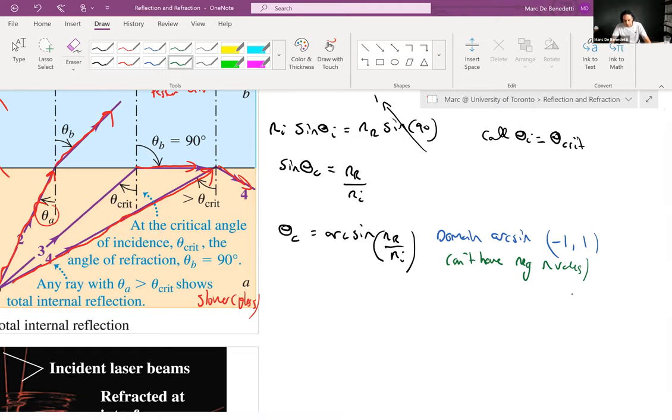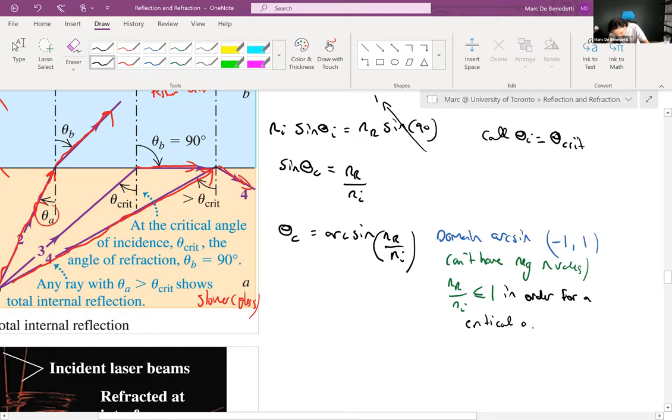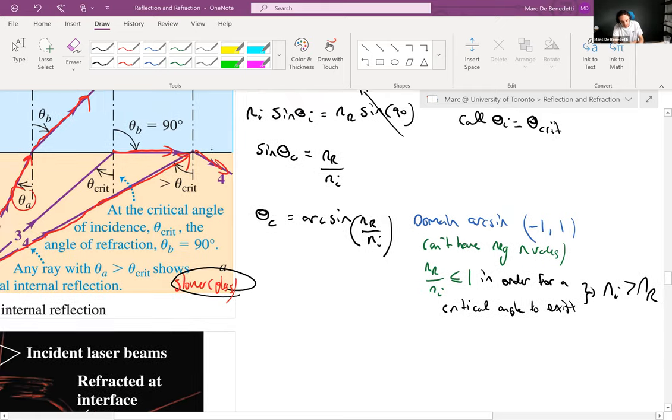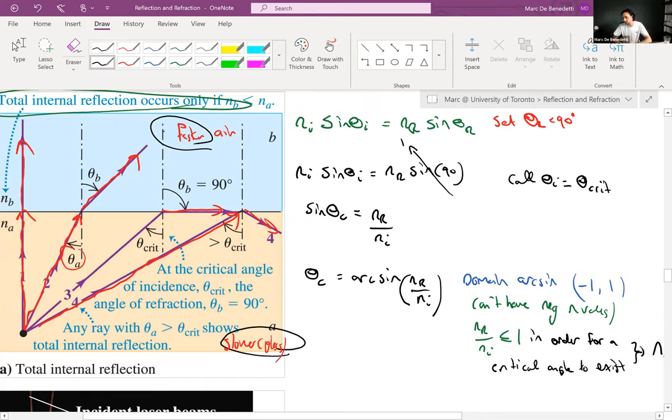But point being, that tells us that the ratio of Nr over Ni must be less than or equal to 1 in order for a critical angle to exist. The only way in which the ratio can be less than or equal to 1 is if Ni is larger than Nr. And what that means is you're going from a slow medium into a fast medium. That's the only way that there exists a critical angle.